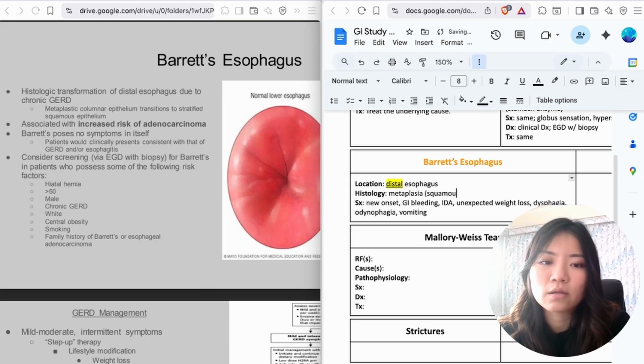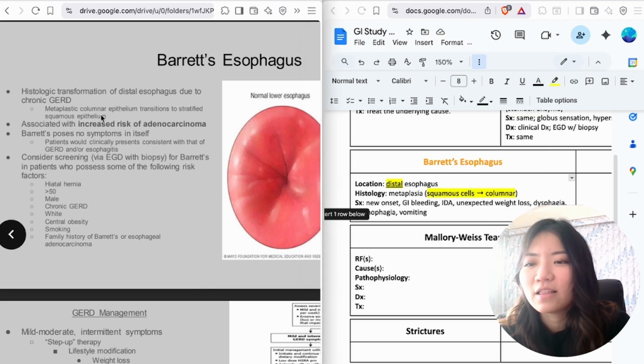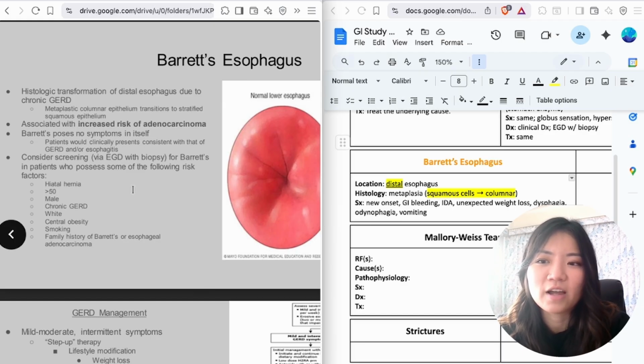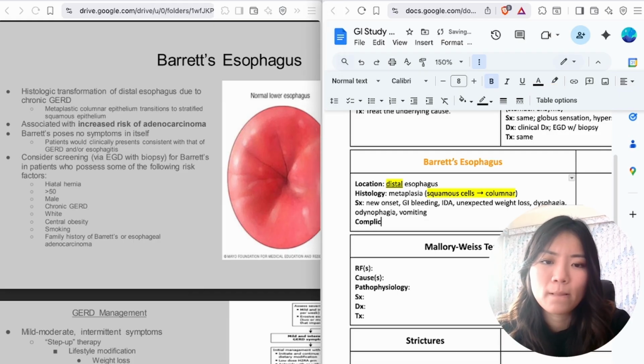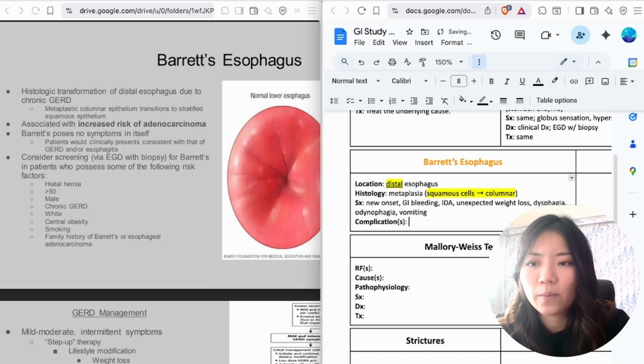Squamous cells to columnar. And I would definitely highlight this. You have to know this. Oh yeah, we had confirmed with the professor, this was written backwards, so it's the opposite way. It's not columnar to squamous, it's squamous to columnar. This is why we care about this condition so much.